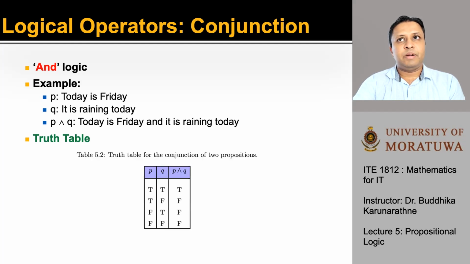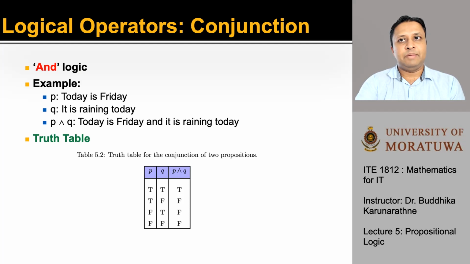The next logical operator is conjunction, and it represents the AND logic. Let's take an example once again. P is the proposition, today is Friday. And Q is another proposition, it is raining today. Now we take P conjunction Q. The conjunction mark is an upside down V letter. That proposition says today is Friday and it is raining today. So you employ the AND logic in conjunction.